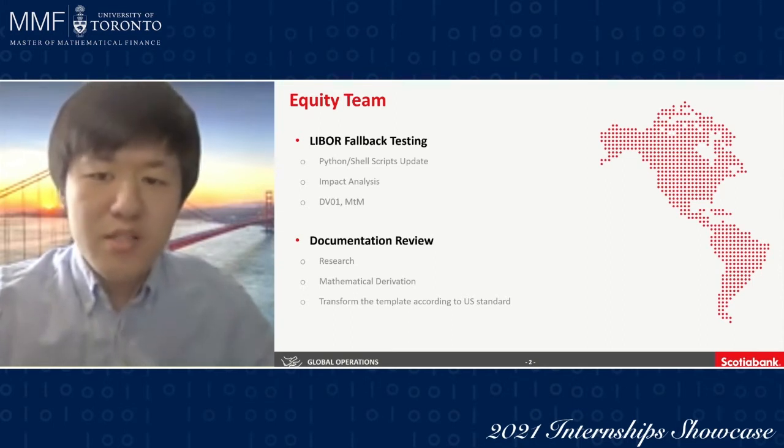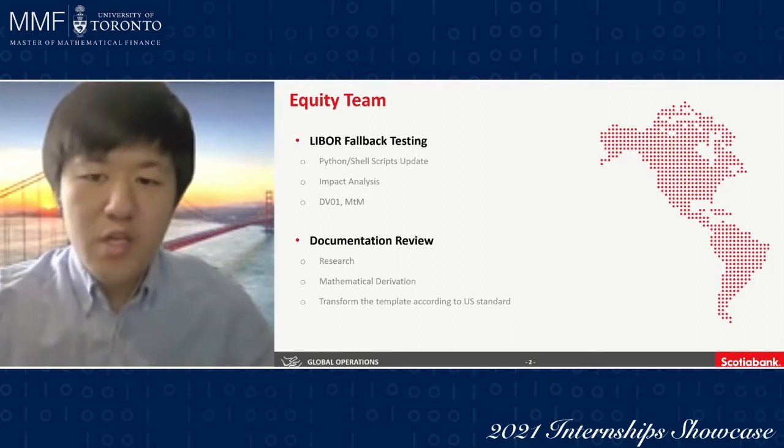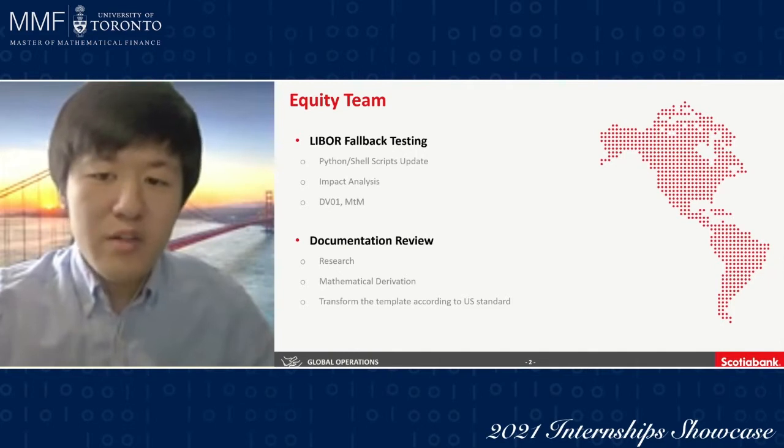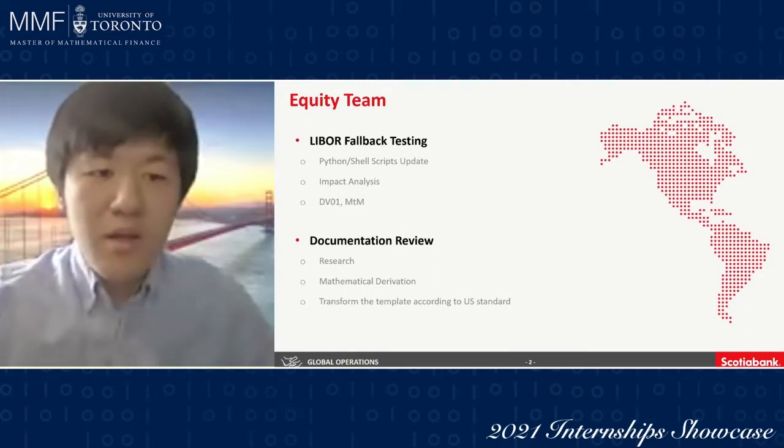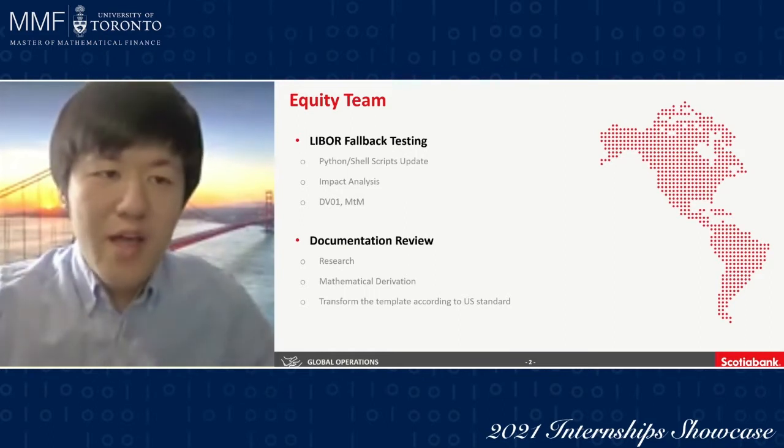In this process, I wrote shell scripts to update the forward and discount curves for deals from various books, and I updated some Python code to generate the report that summarizes the mark-to-market impact and the rho impact for all books. The second part I did in the equity team is documentation review.